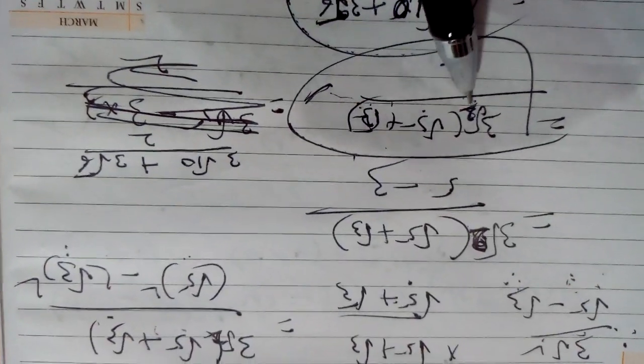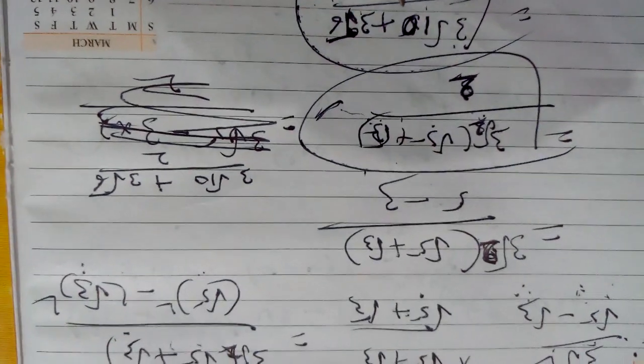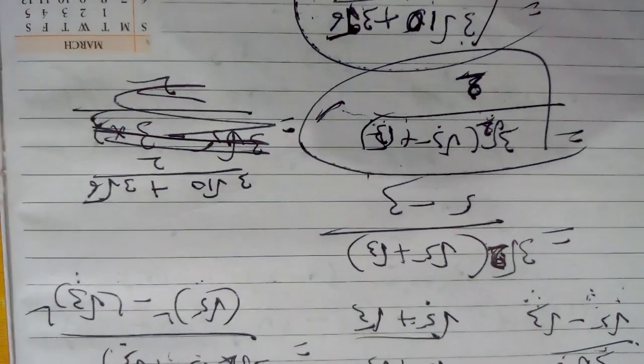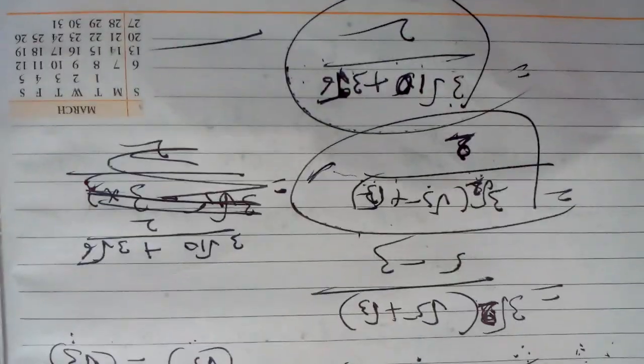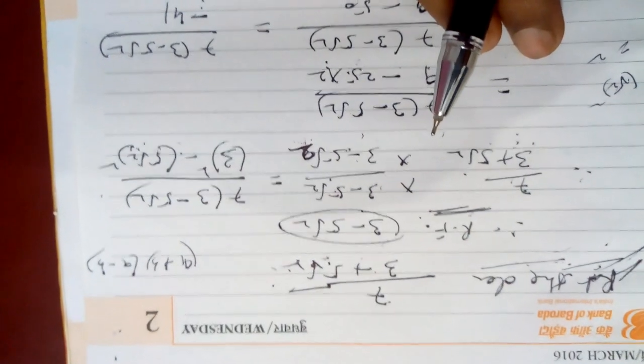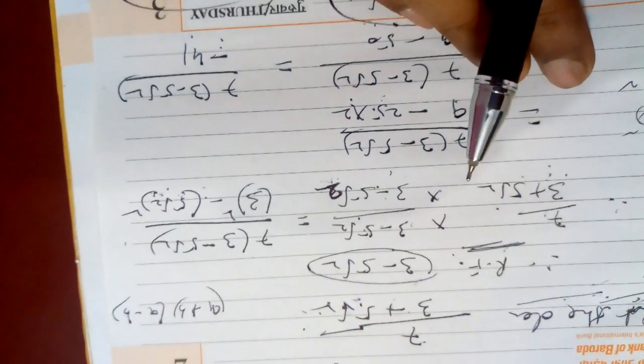You are getting (3√10 + 3√6) upon 2. Now you will get your final answer. Another example you will get here. Many examples I am giving which help you to solve exercise 1.5.